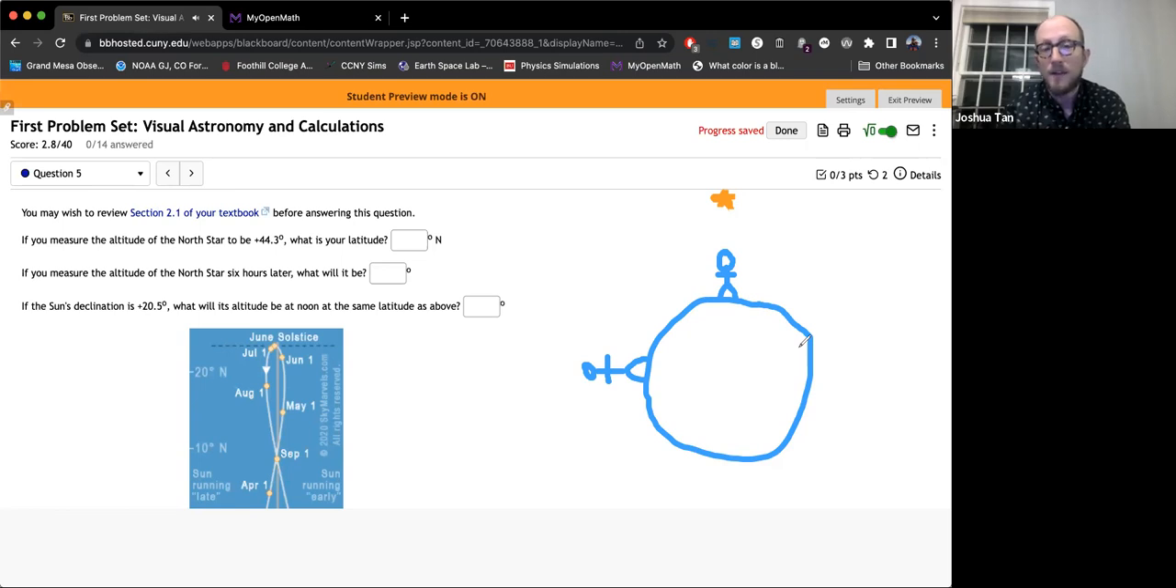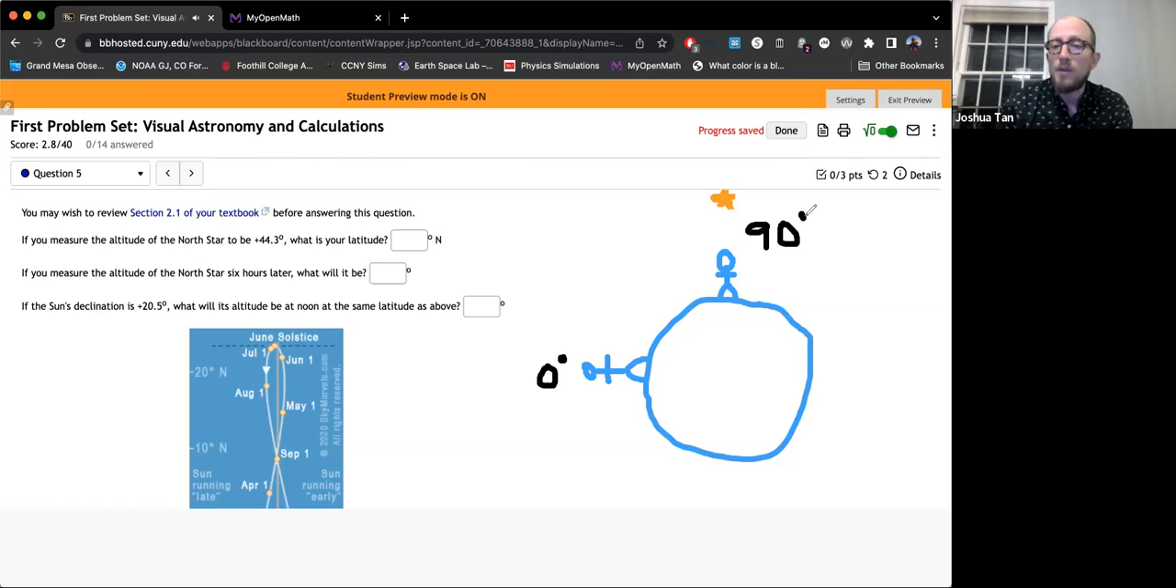So if I figured out that the North Star was at the horizon, I would say its altitude was 0 degrees at the equator. And I would say that it was at 90 degrees at the North Pole. Now, the latitude of the equator is 0 degrees. This is the latitude of the equator. And the latitude at the North Pole is 90 degrees north.